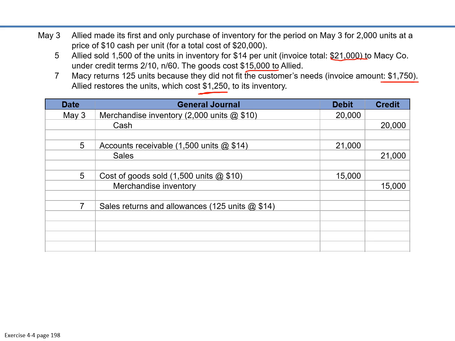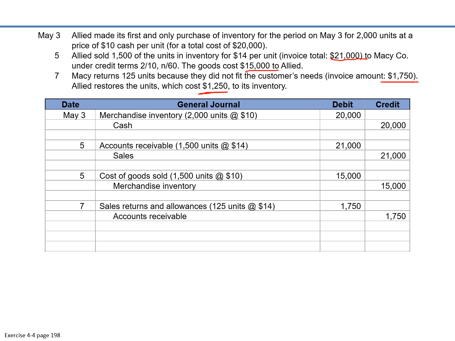So on the 7th, we're going to record a sales returns and allowances. Okay, that's a contra revenue account. So it works kind of like, well, if you remember, our accumulated depreciation was a contra asset account. So in revenue, we have contra accounts too, and this is an example of a contra account for revenue. So revenue normally increases with a credit. The contra revenue account would increase with a debit. So we're going to record our sales returns and allowances for the invoice cost that's being returned, $1,750, and we're going to reduce our accounts receivable that customer owes us by $1,750.